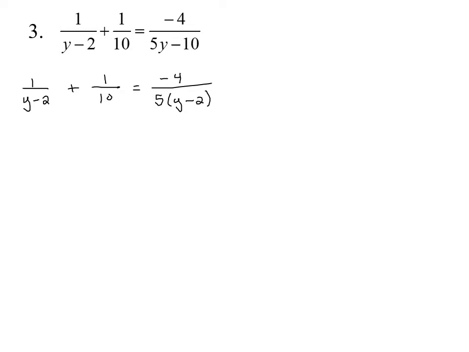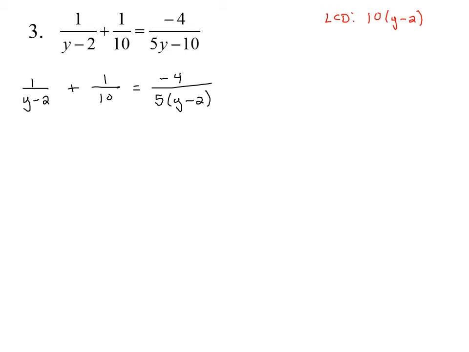So I need to multiply by a common denominator, the least common denominator. I need a number that both 5 and 10 go into, which would be 10. And I need the highest power on the terms that I have. So I have 1 y minus 2, so I'll need 1 y minus 2. So that common denominator will get multiplied by everything in the problem.